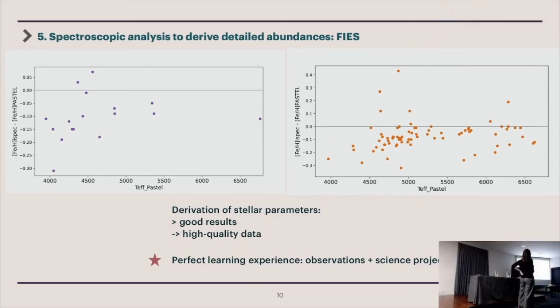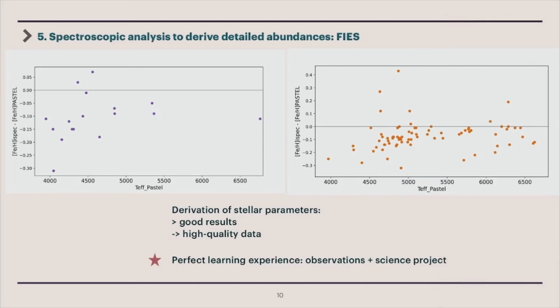Here is the analysis for the FIES stars on the left, and the same analysis for stars observed with HARPS. You can see that with FIES we have a very good agreement in, for example, the derivation of iron, compared to the data from a bigger telescope. This is to say that all the data that we collected were of high quality.